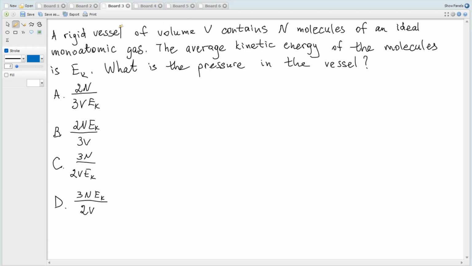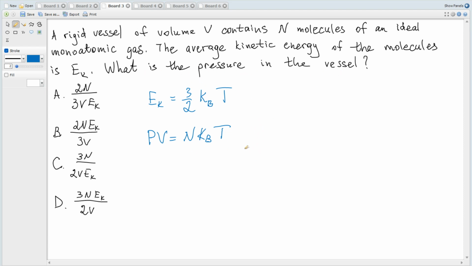The next. A rigid vessel of volume V contains n molecules of an ideal monoatomic gas. The average kinetic energy of the molecules is K. What is the pressure in the vessel? We know that the average kinetic energy is 3/2 Boltzmann constant times T, and the equation of the ideal gas PV = nRT, or with n as number of particles, Boltzmann constant, and temperature, and we need just combine these formulas.